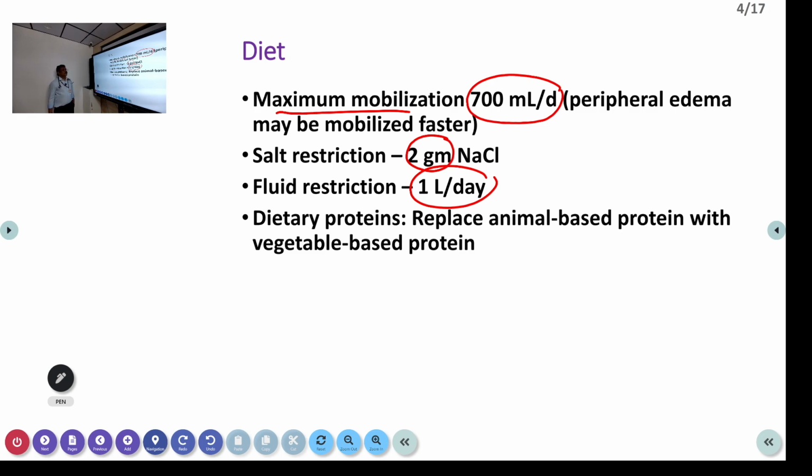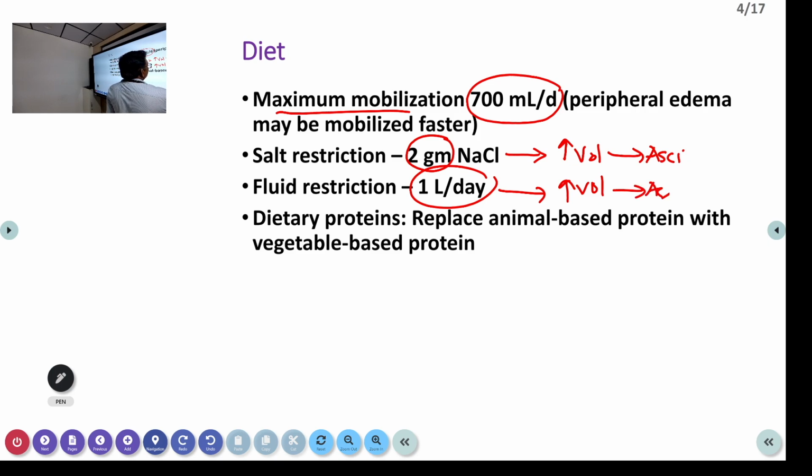Normal Indian diet may contain 6 to 8 grams of salt every day, but we have to restrict it now to 2 grams. If you give more salt, salt will try to increase the volume. Okay, it will try to retain water. That will produce ascites, increased ascites. So here also more fluid, increased volume, and it increases the ascites. Okay, so never try to give more salt or more fluid. Even if hyponatremia is there, you should remember that it is dilutional hyponatremia.